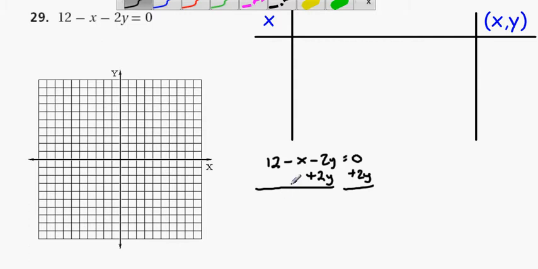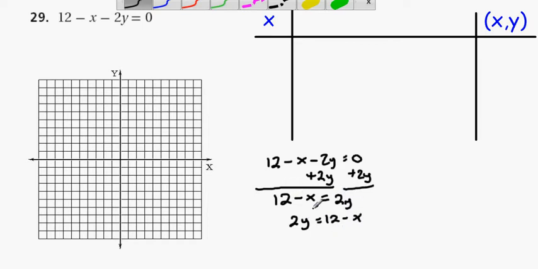So now, as a result of this, we have 12 minus x equals 2y. Now, it doesn't matter whether the y is on the left side or the right side. We are familiar with it being on the left, so we can do a swap here. We can go 2y equals 12 minus x. Exact same equation.